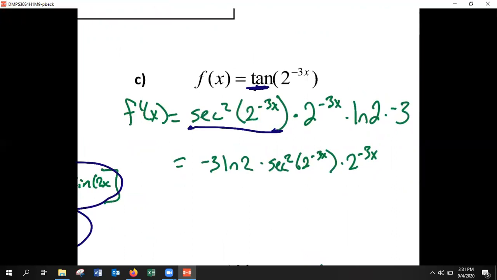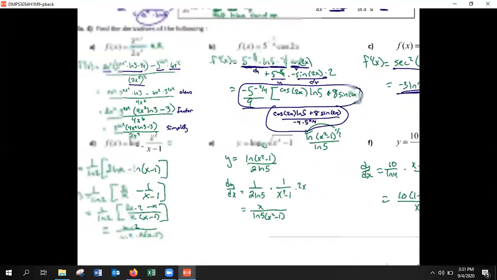And then we say, what's the derivative of 2 to the negative 3x itself times the natural log of the base times the derivative of the exponent. And then that's just the simplified version of it. If you can call that simplified, it's not really much.